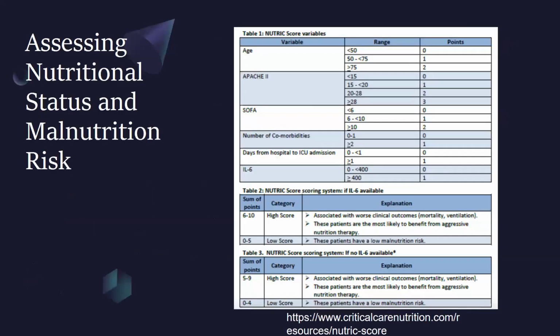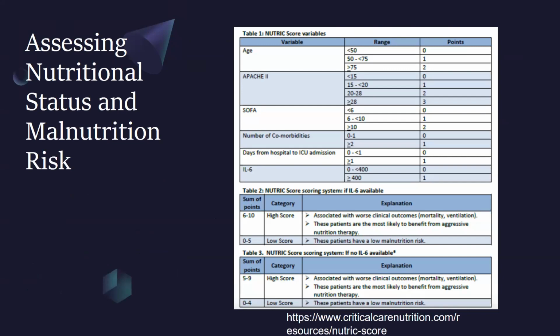So what is in the NUTRIC score? Just quickly, you can see it's age, APACHE II, SOFA score, number of comorbidities, days from hospital to ICU admission, and then they do have interleukin-6 levels. They say that not many people send these off. So the bottom table is how you would assess it without interleukin-6, and a NUTRIC score above 5 are patients who are likely to benefit from aggressive nutritional therapy.